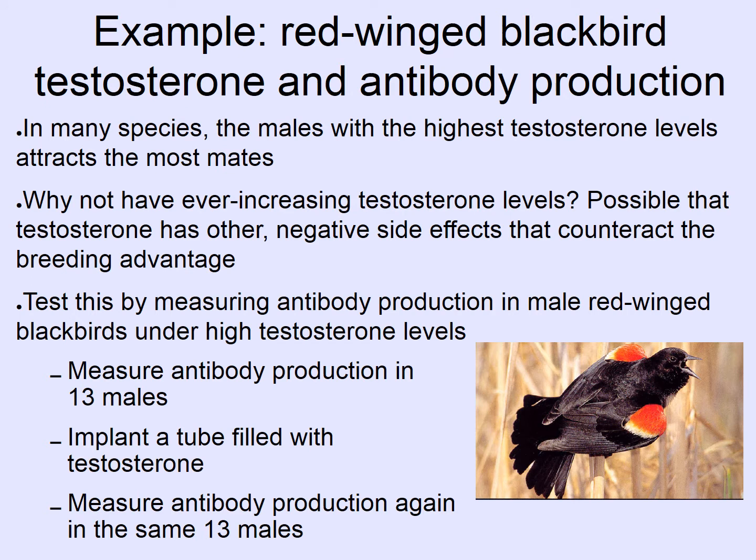Here's an example in your book, a red-winged blackbird and testosterone and antibody production. So in many species, the males with the highest testosterone levels attract the most mates, and testosterone can contribute to their coloring or vocalizations. So why not just keep increasing testosterone levels in these males? Well, there's the idea that there is some balance here, that they get more mates with higher testosterone, but it might have a negative side effect.